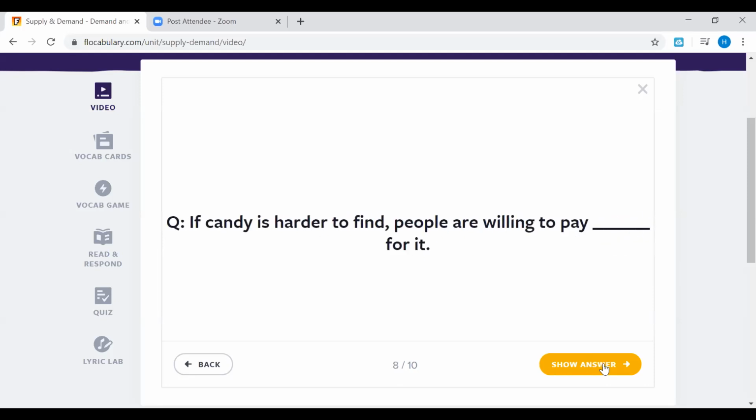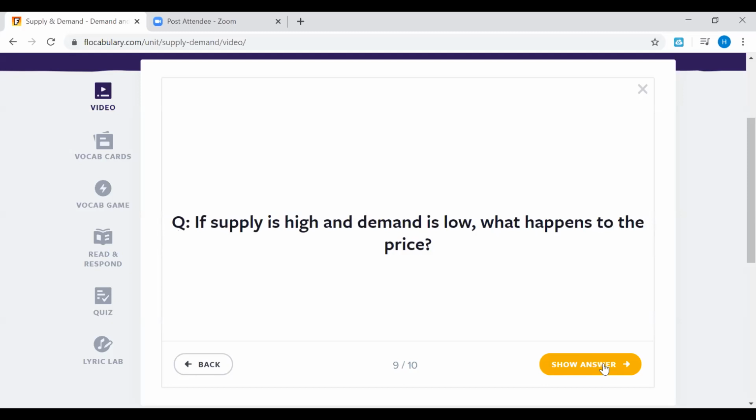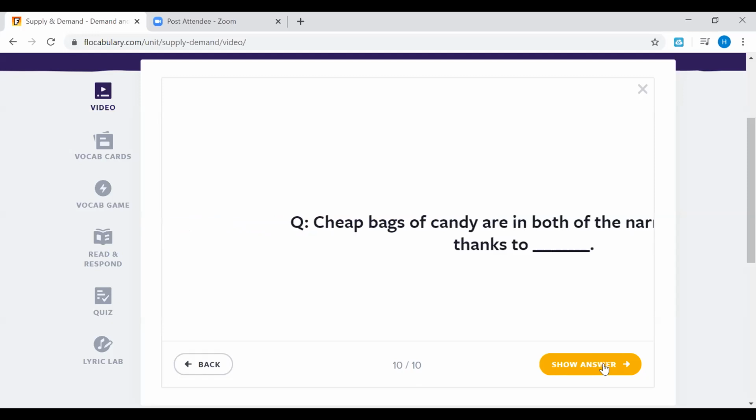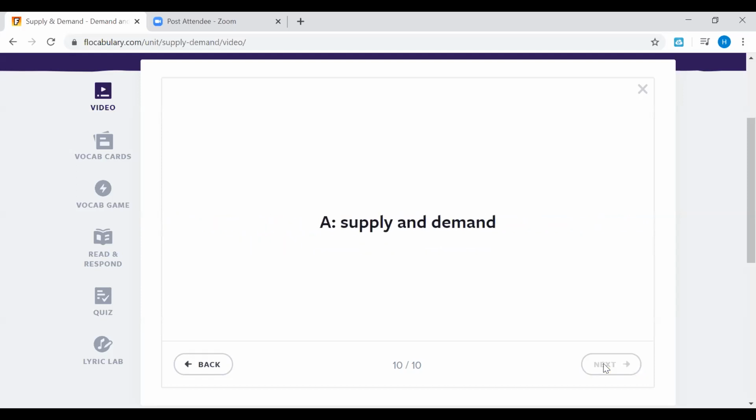If candy is harder to find, people are willing to pay blank for it. More. If supply is high and demand is low, what happens to the price? It goes down. Cheap bags of candy are in both of the narrator's hands thanks to supply and demand.